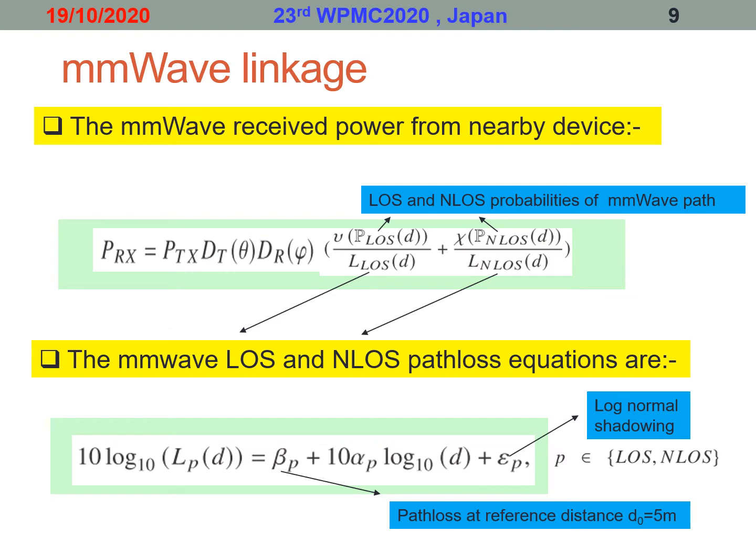The mmWave channel link equation will be this equation. The received power will be equal to the transmitted power multiplied by the transmitting antenna gain and receiving antenna gain, over the path loss, with the line of sight and non-line of sight probabilities being two Bernoulli random distributions. This is the equation of the path loss. P here is line of sight or non-line of sight. Beta B is the path loss at reference distance 5 meters, and epsilon B is the log-normal shadowing.